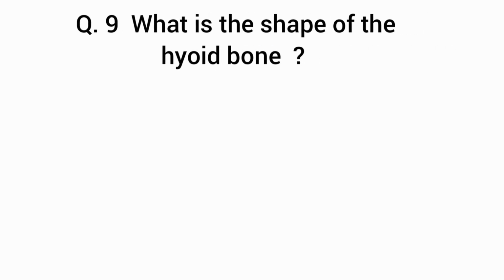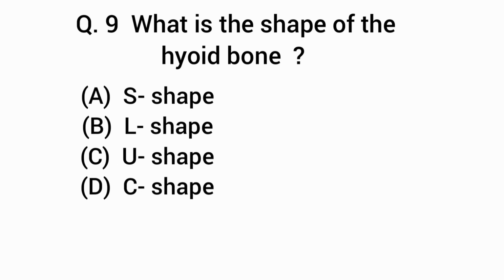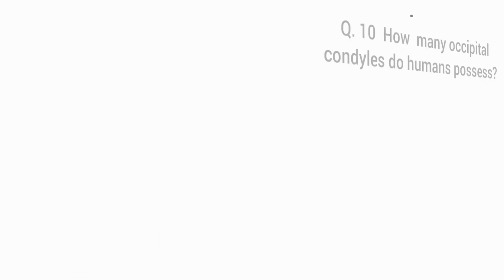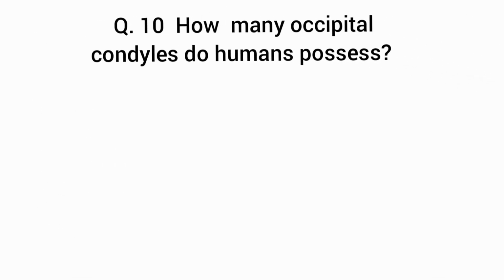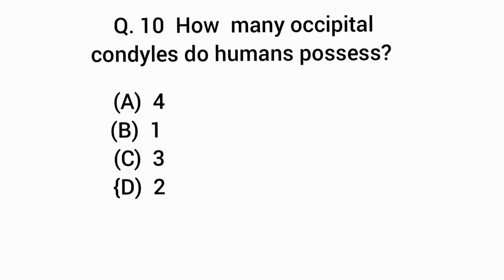14. Question number 9. What is the shape of the hyoid bone? A. S shape. B. L shape. C. U shape. D. C shape. And the answer is C. U shape. Question number 10. How many occipital condyles do humans possess? Option A. 4. B. 1. C. 3. D. 2. And answer is D.